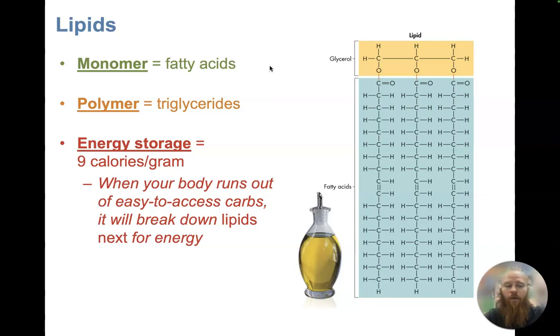And importantly, for energy storage, you can actually get a lot more energy per gram in fats compared to carbohydrates. Carbohydrates had 4 calories per gram, whereas lipids, when you break these down, actually give you 9, so more than double the energy. And so when your body runs out of those easy to access carbs, or your physical activity lasts longer durations of time and you need more fuel or energy to continue working, then it's going to break down lipids as a secondary source for that more long-term energy. And once we get into those fats, again, you're getting a lot more energy per gram from fats as compared to carbohydrates.